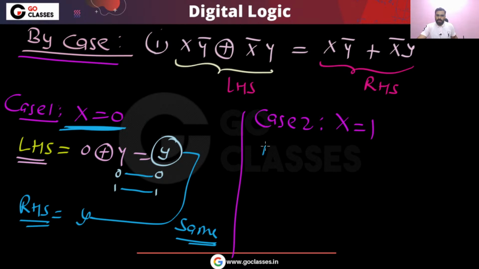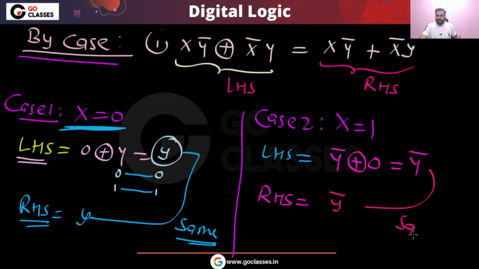Now, when x equal to 1, what will happen? Since x equal to 1, this will be 0. So it will be y bar XOR 0, and y bar XOR 0 is y bar. And what will be the RHS? Because x equal to 1, here this will be 0, so finally this will be y bar. So here also both are the same.